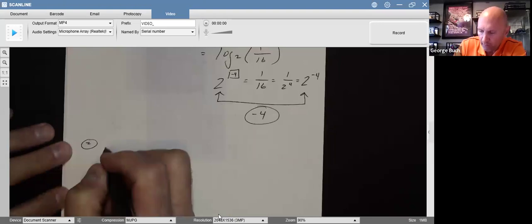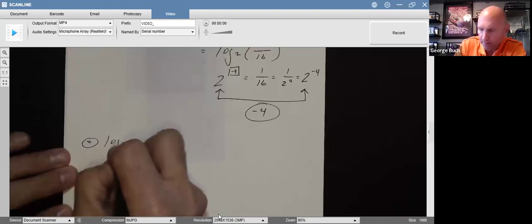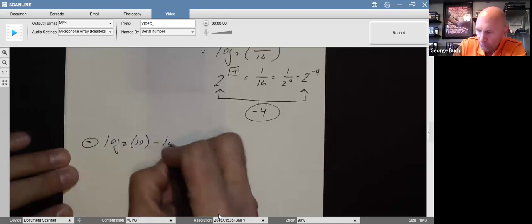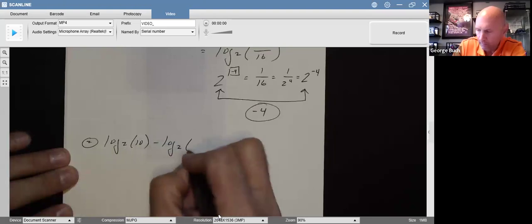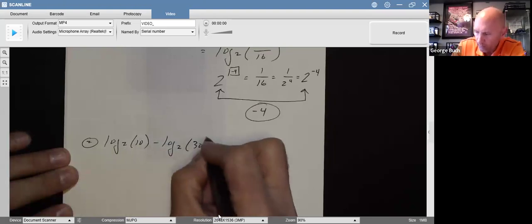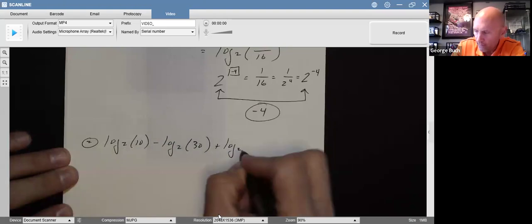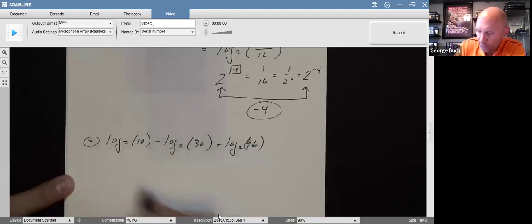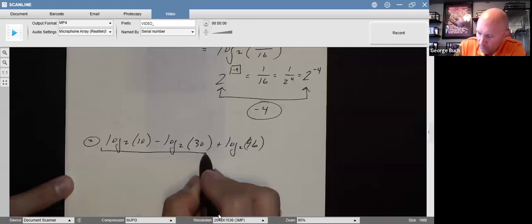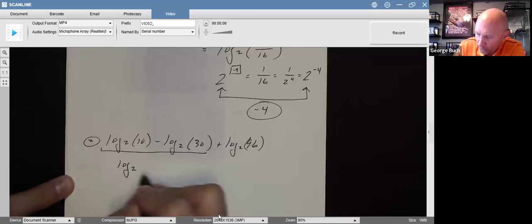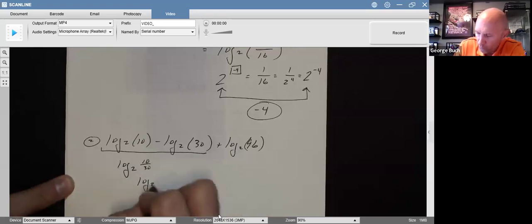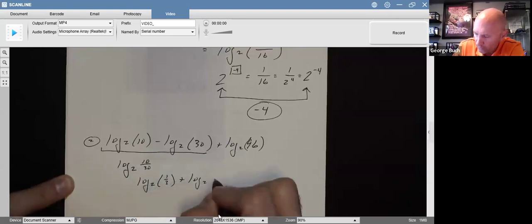What if we have log base 2 of 10 minus log base 2 of 30 plus log base 2 of 96? Well, again, I'm going to combine these first two with division. So it's log base 2 of 10 over 30, which is log base 2 of 1/3, plus log base 2 of 96.